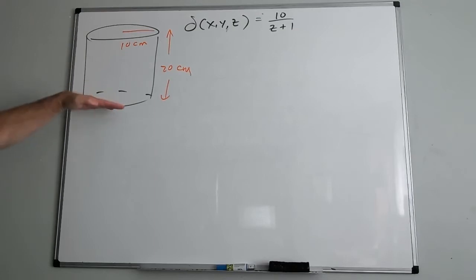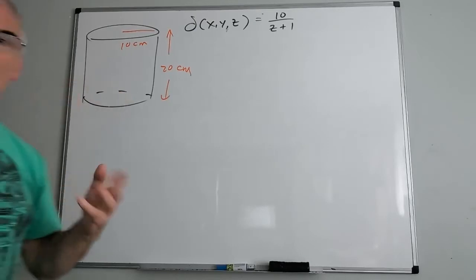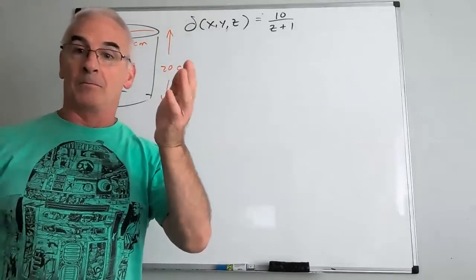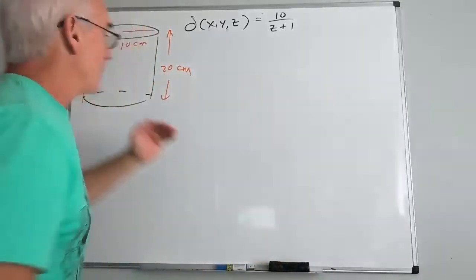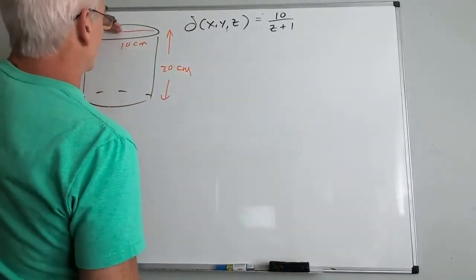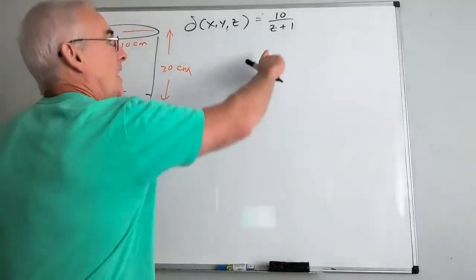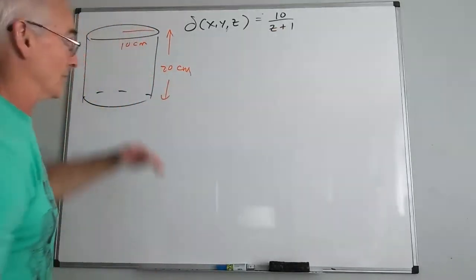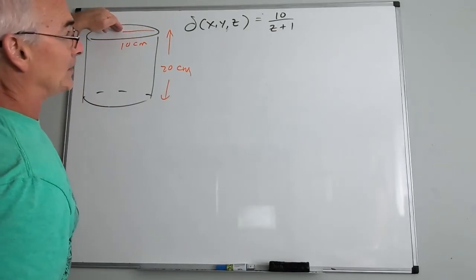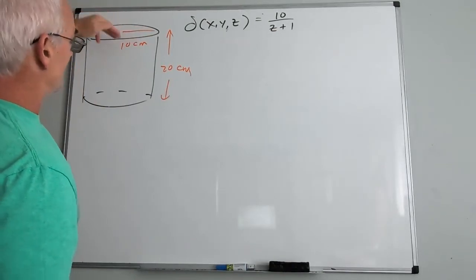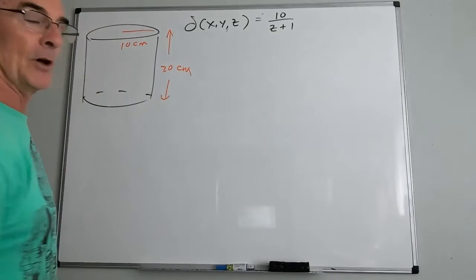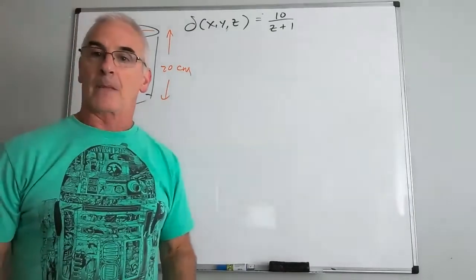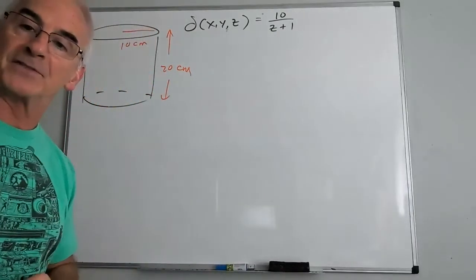Meaning when z is 0, I'm at the very bottom, z is 0. I'd have a density of 10 whatever. In this case, it'd be mass per unit volume. But at the top of this can, when it's 20 centimeters high, the density would only be 10 over 21 of whatever the units are. So in other words, this density, very low when I'm high, very high when I'm low, okay? I'd like to know where's the center of mass of this.